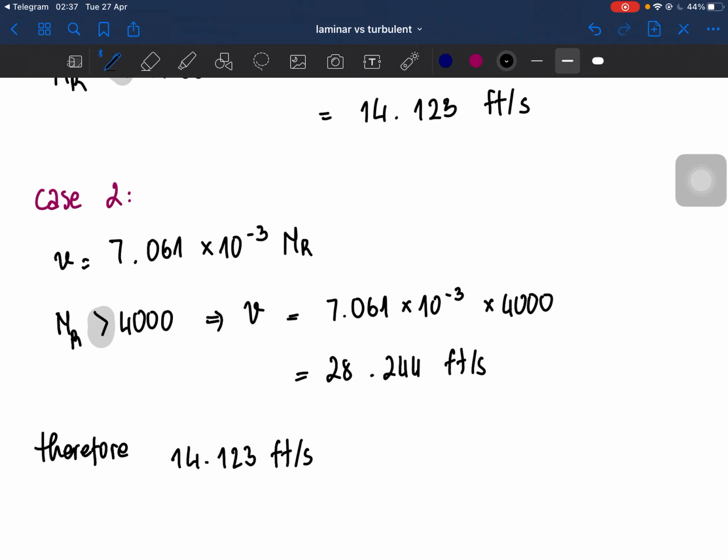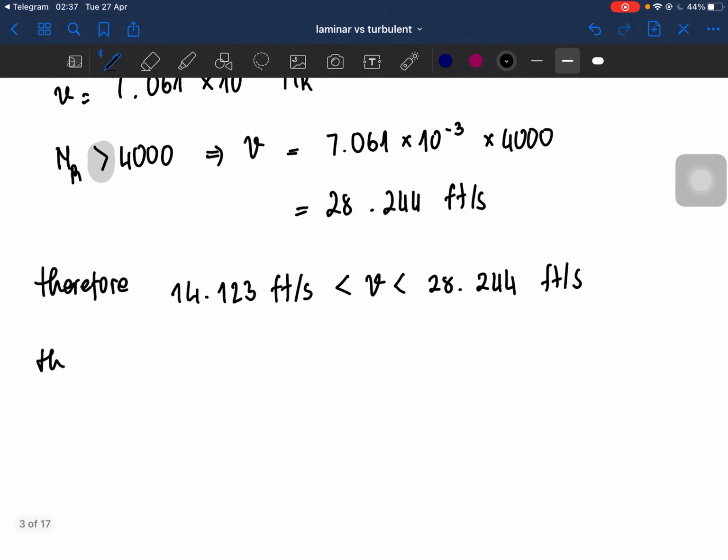So we can conclude that if the velocity stays in the range of this one, 14.123 is less than this one, so it stays in the range between 14 and 28.244. The flow will be in the critical region.